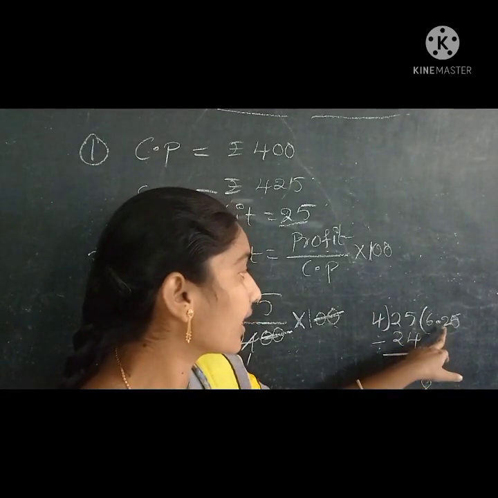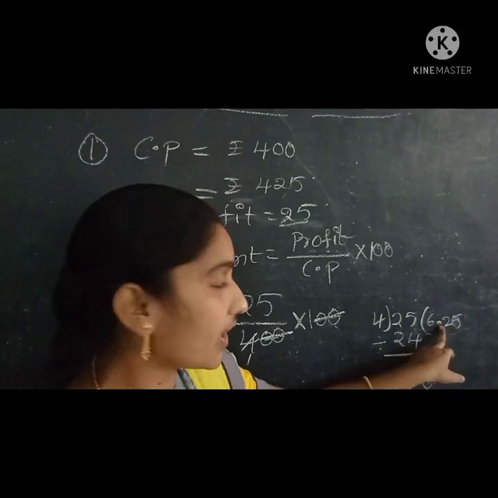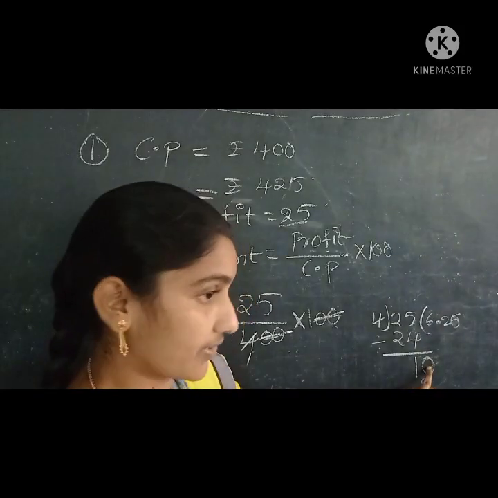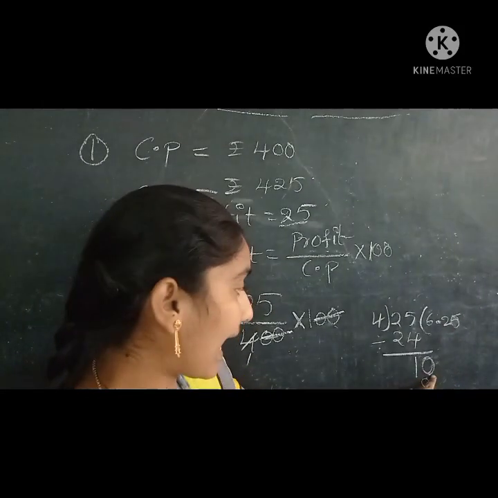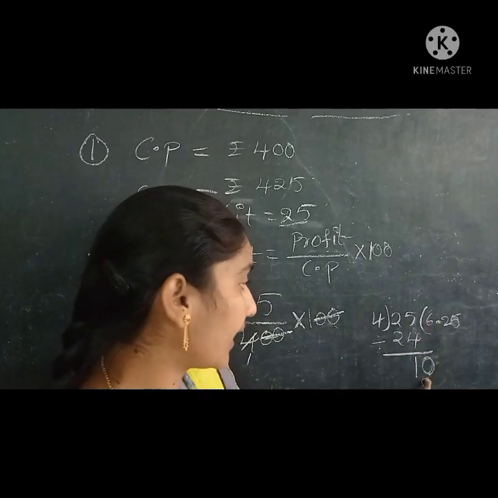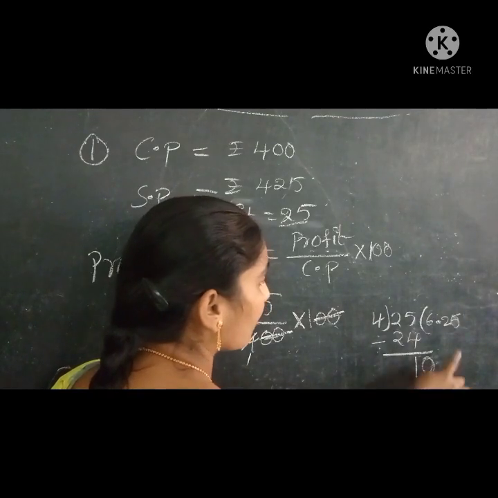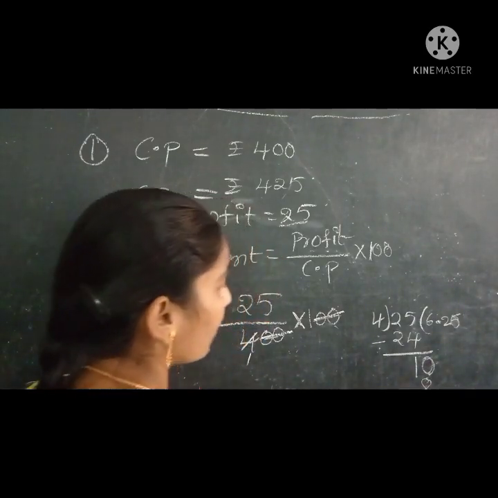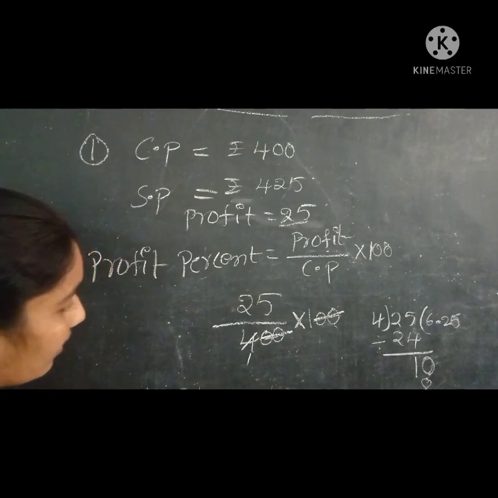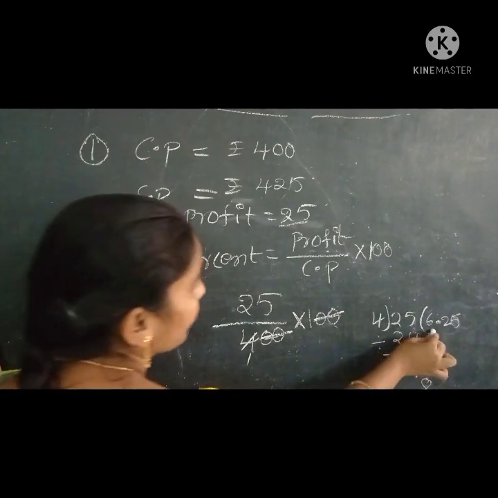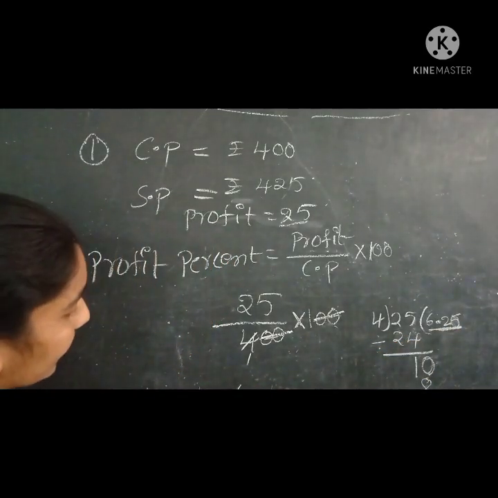Only 1 is there. We have to calculate in percentage, so if we put the point here, we can add 0. So put the point here and add 0 here. 4 2s are 8. 10 minus 8 is equal to 2. Again add the 0. 4 5s are 20. Remainder 0. So what is the percentage? Profit percent is equal to 6.25%.